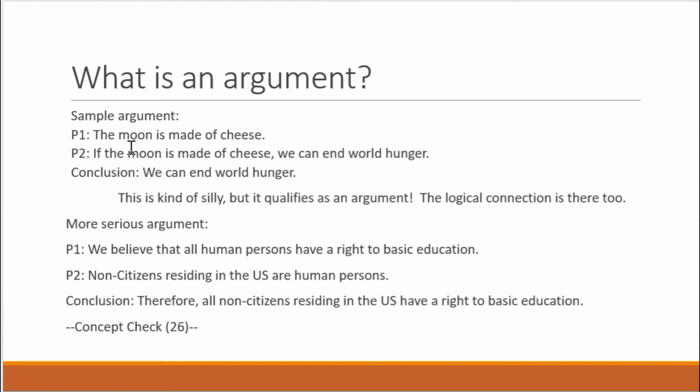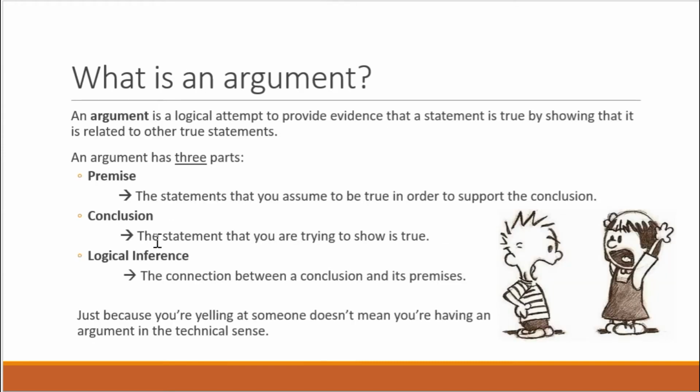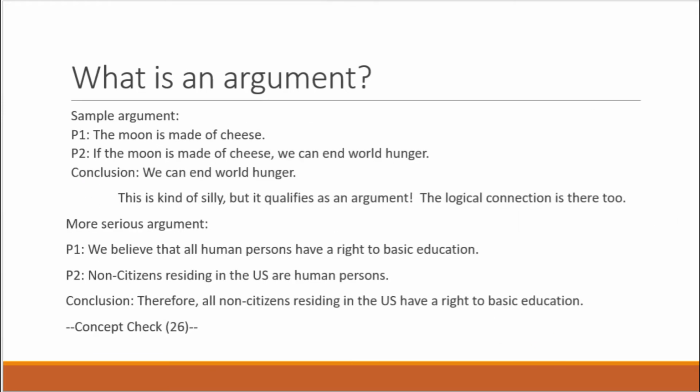Well, the problem here is that neither of these premises are really true, right? So first of all, the moon is not made of cheese. And second of all, even if it were, I don't know how that would affect our ability to solve world hunger, because we can't really get cheese from the moon down to Earth. All right, so that's another way of looking at the argument here. The logical inference was valid. It was a good logical inference. However, both premises were false. Both of these are false.